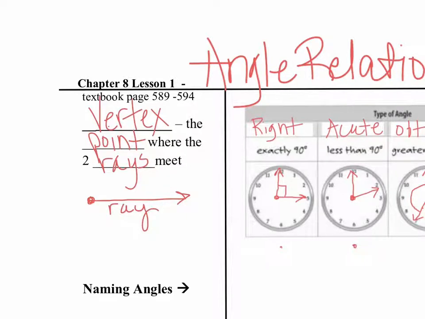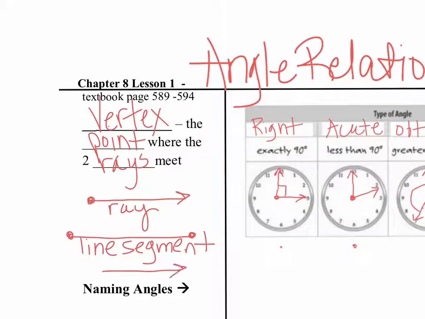The other 2 that go along with that are, that's called a line segment. Line segment. It has 2 ending points. And the one that has one arrow on one side and one on the other is called the line. The line has 2 arrows. Ray has 1 arrow, and the line segment does not have any arrows.